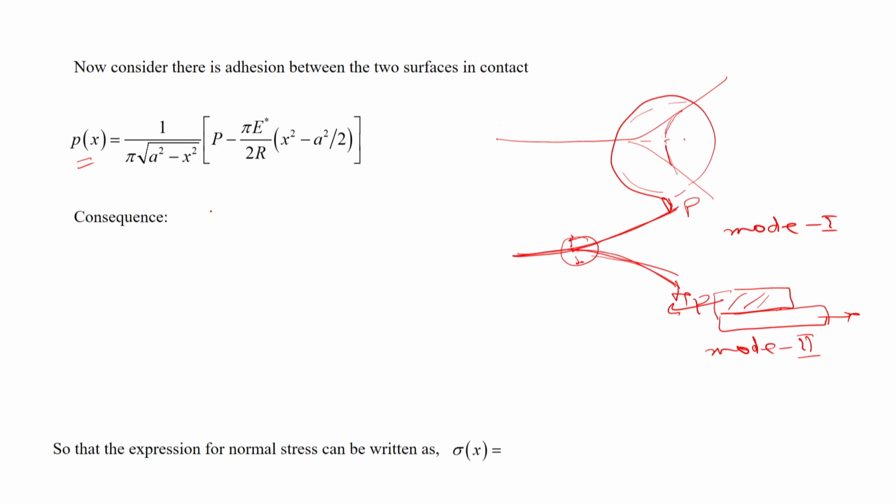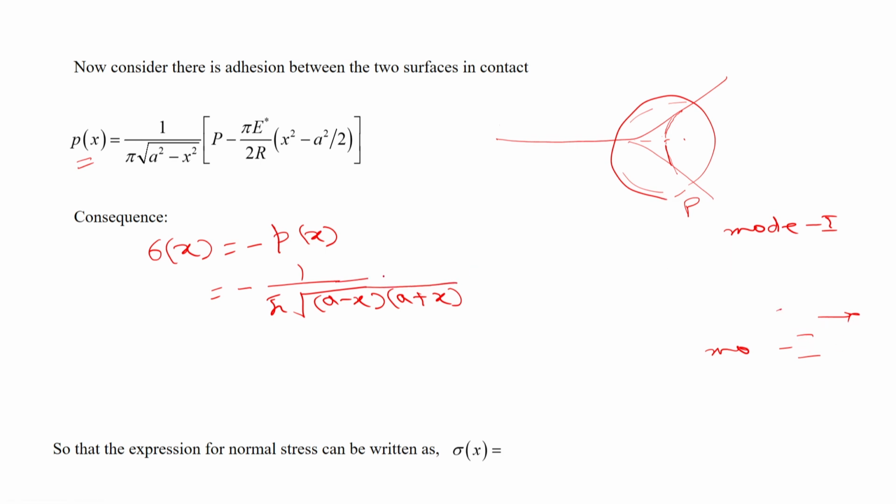So let us say I write it like this: p(x), or rather I will write sigma x, that is the stress. It is actually minus p(x), the stress being the negative of pressure. So it is minus 1 by pi, and this is square root of a minus x into a plus x, and then here I write capital P minus pi E star by 2R into x squared minus a squared by 2.